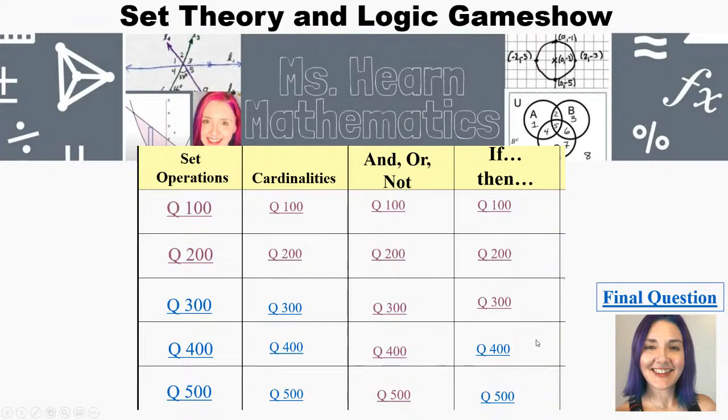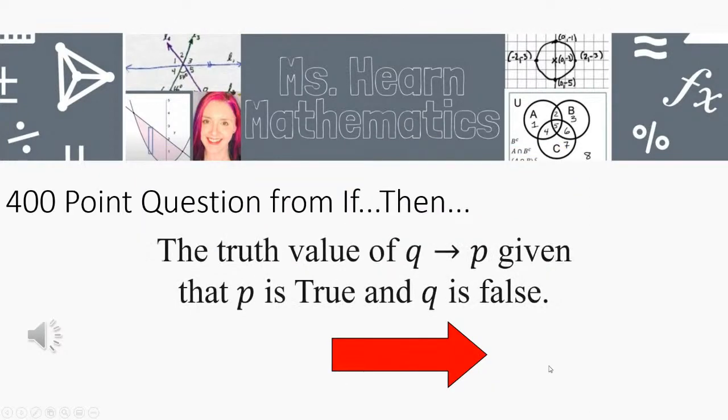All right, you got time for one more? I'm gonna put it up here. Let's see. The truth value of Q implies P, given that P is true and Q is false. Be careful. Q implies P. This is a tricky one.